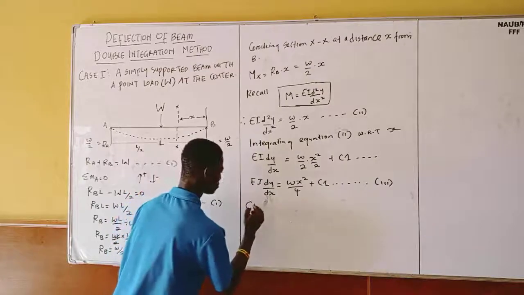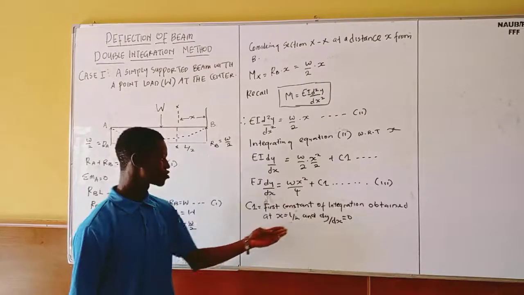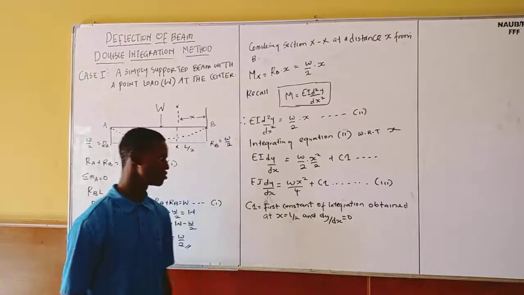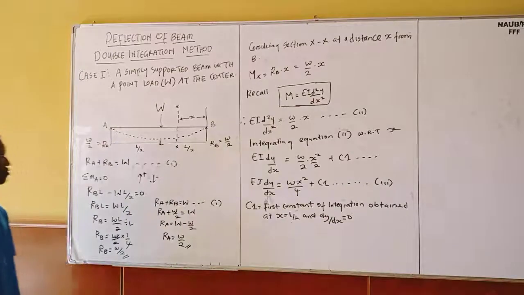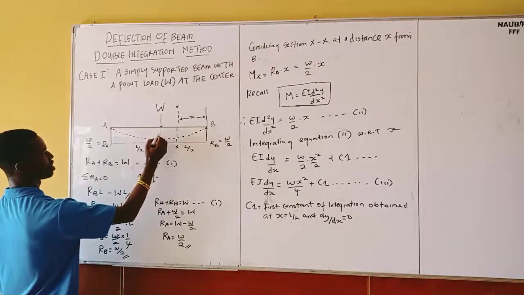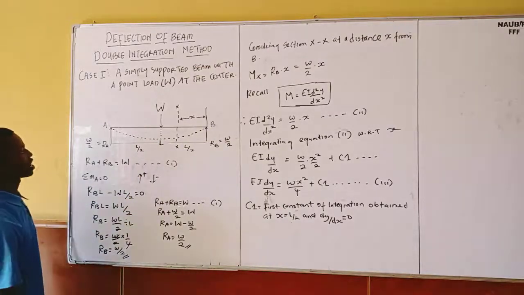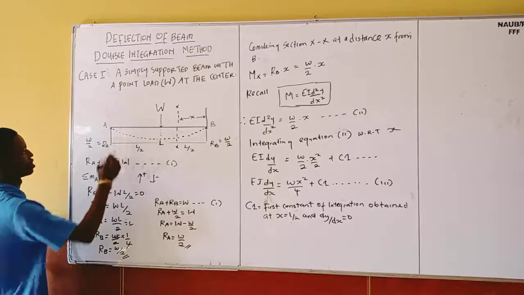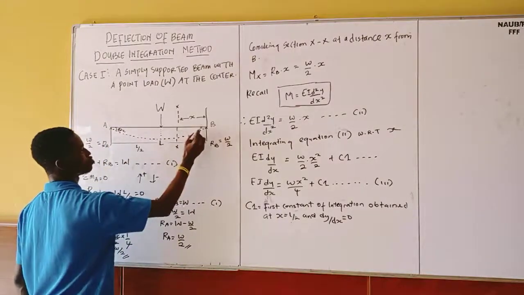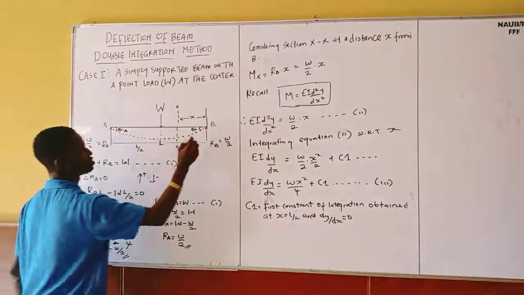So my C1, the first constant of integration, is obtained at x equal to L over 2 and dy dx equals to 0. If you look at this diagram, you can see that I obtain my C1 at this point, because this is the point of x equals to L over 2 and dy dx equals to 0. At this point, my dy dx is 0.